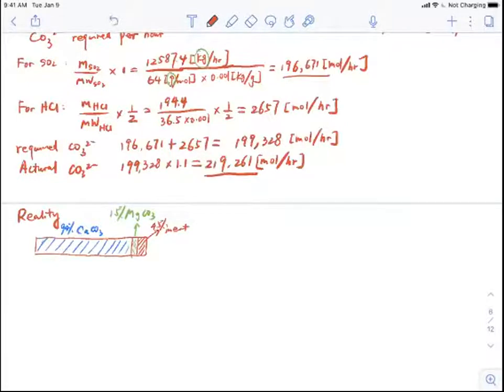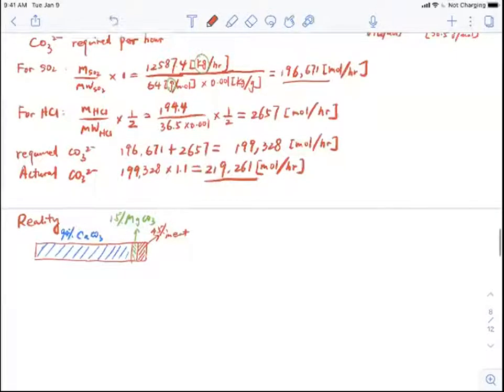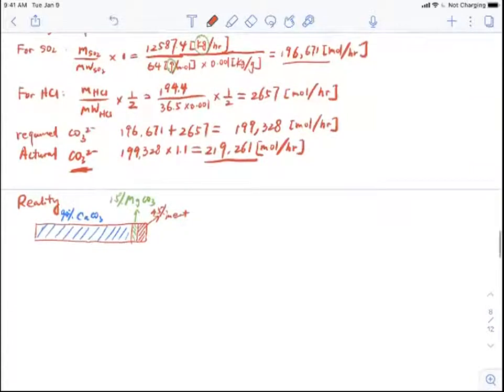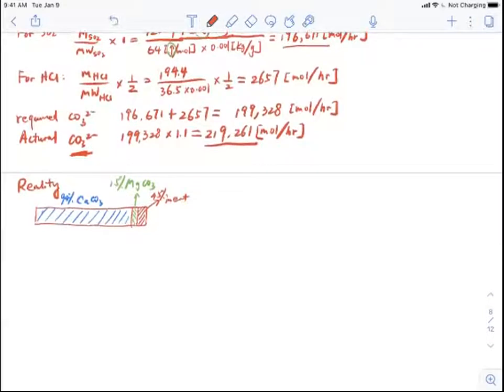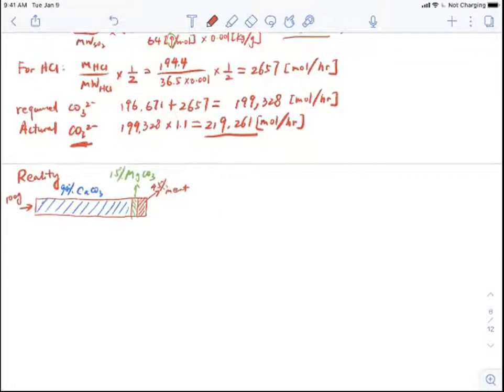So how much of the limestone should we provide to the system? We know the actual amount of carbonate ions we need. We just need to find out the total mass. To make things a little easier, let's assume that we have 100 grams of this limestone. Let's analyze for this 100 grams of limestone how many carbonate ions it can provide.